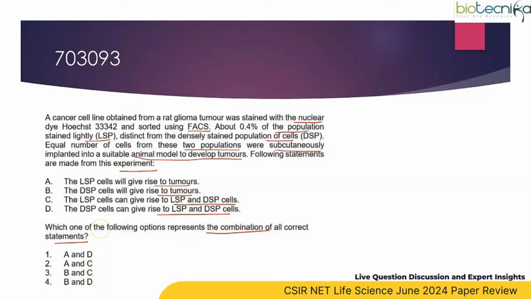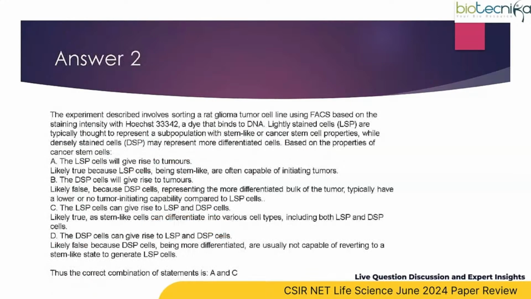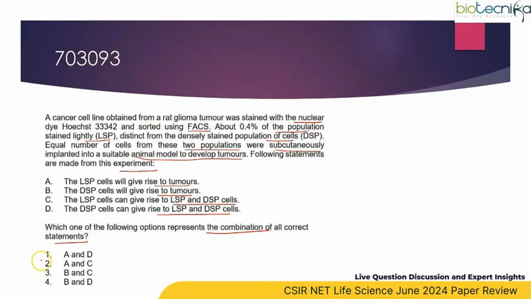Here you need to have some idea about how cancerous cells take up the stain once you are staining them. If you know that, you can solve this question. So the right answer, as you can see, is option 2, that is A and C. LSP cells will give rise to tumors and LSP cells can give rise to LSP as well as DSP cells.